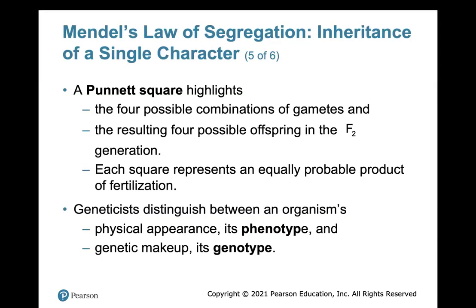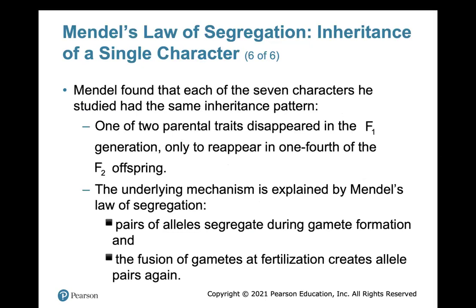It's four possible combinations of gametes showing the resulting four possible offspring. And geneticists will distinguish between an organism's physical appearance, or its phenotype, and the genetic makeup, or its genotype. So Mendel found that each of the seven characteristics he studied had the same inheritance pattern going through his Punnett square.